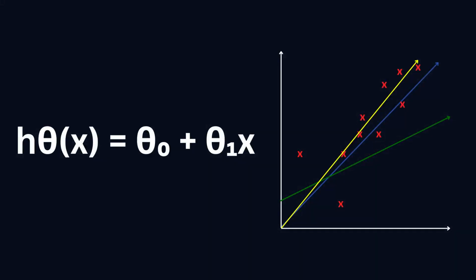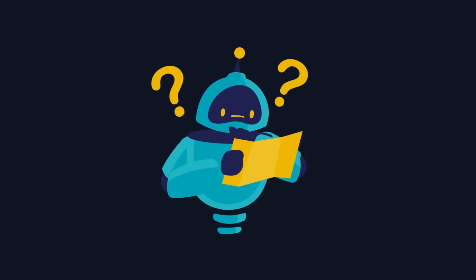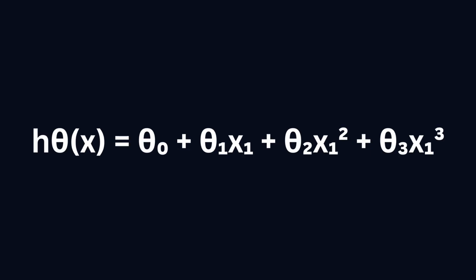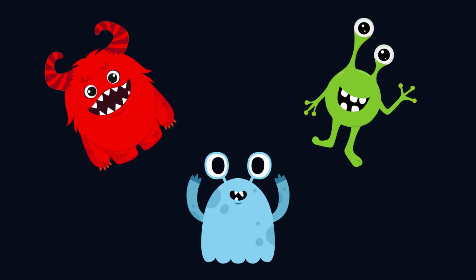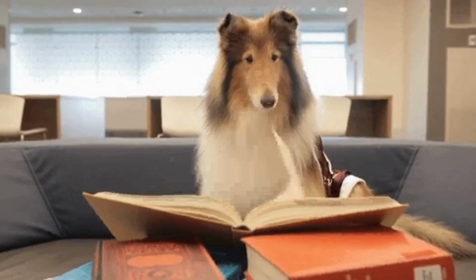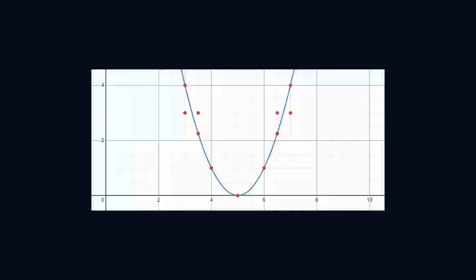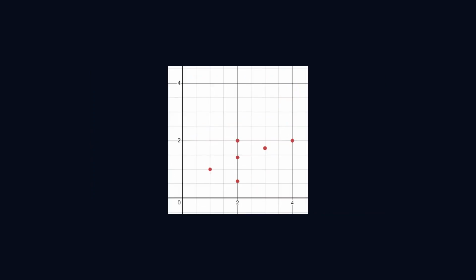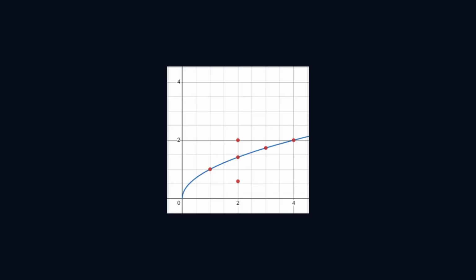Sometimes a linear function won't fit our data well. In that case, we can use a polynomial function. We can change the behavior or curve of our hypothesis function by making it quadratic, cubic, or maybe use a square root function, or just any other form that matches our data. For example, if our data looks like this, a quadratic function that will match our data will be this one. And if our data looks like this, a square root function might match our data very well.